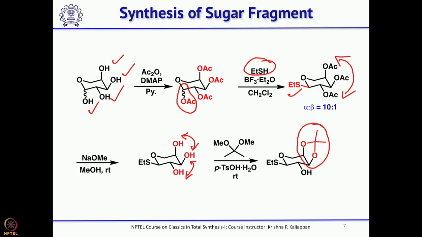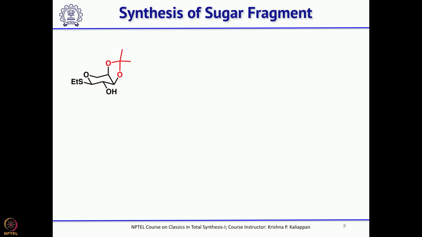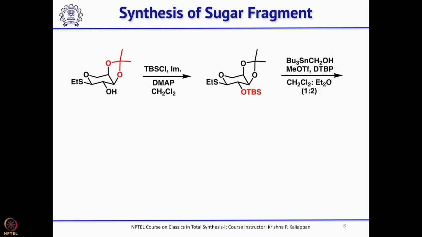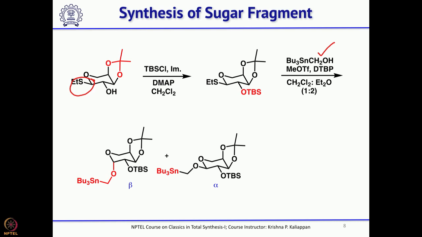Now, what needs to be done is you have to introduce a CH2SnBu3 and also protect this hydroxyl group. So, these are the two things left for the synthesis of the sugar fragment with the tributyltin group, which is required for Stille coupling. So, you take this free hydroxyl group and protect it as a TBS ether, then treat this anomeric thioether with tributyltin methanol in the presence of methyl triflate. So, that gives you the required CH2SnBu3. Here the beta isomer is the isomer which is required for the Stille coupling.